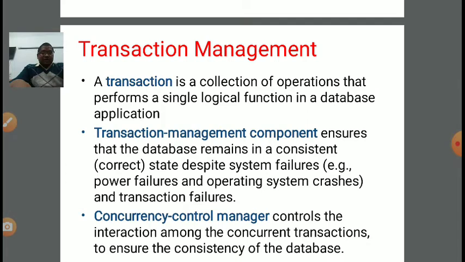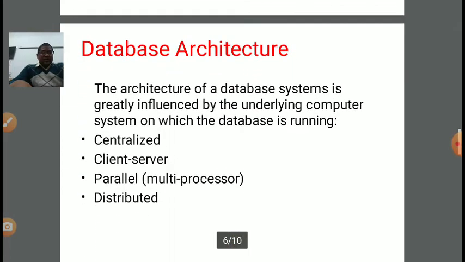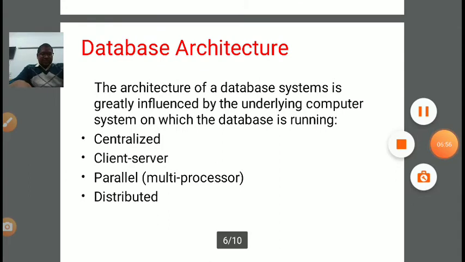And next is the concurrency control manager. It is also a very important player in order to control the interaction among concurrent transactions to ensure the consistency of the database. If you want to ensure the consistency of the transaction, then the concurrency control manager plays a very important role, right? Now next is database architecture.